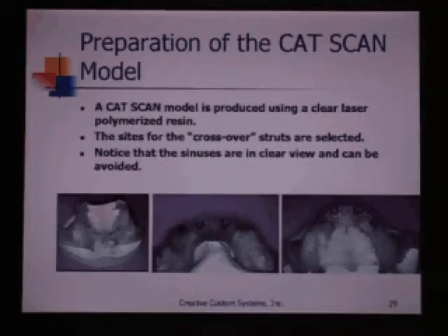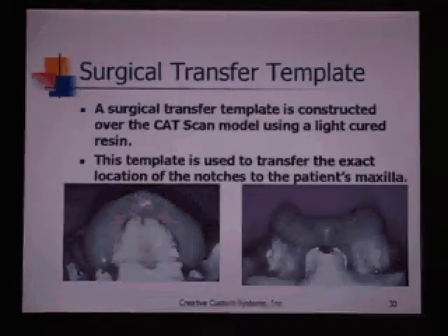The CAT scan model is produced using a clear laser preliminary resin. The sites for the crossover struts are selected. Notice the sinus are in clear view and can be avoided. Anywhere from 4 to 6 abutments can be designed with these implants, but the vast majority of cases only use 4 abutments. Surgical transfer template is constructed over the CAT scan model using a light cured resin.